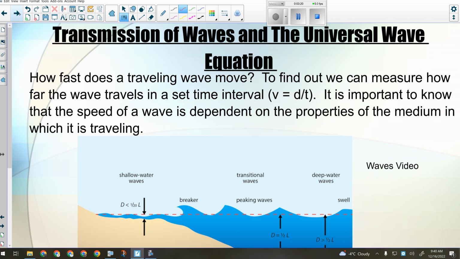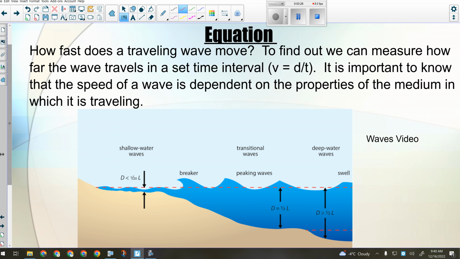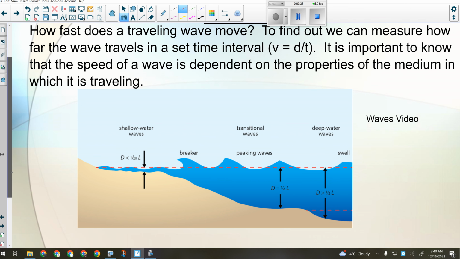All right, so how fast does a traveling wave move? Well, we can measure how far the wave travels in a set time interval and use V equals D over T. That's definitely one way. Or we could understand that the speed of the wave is dependent on the properties of the medium in which it is traveling. So we've got our waves out in the deep ocean, and as they approach the shore and the depth decreases, especially once it gets to about half the wavelength, we start to see shallow water waves appearing, where the waves are getting shorter, taller, and tending to curl more, giving us those breaking waves.